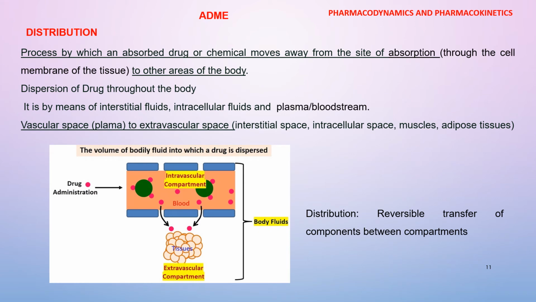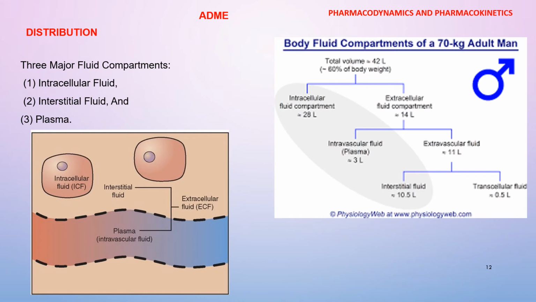Distribution. Distribution is a reversible process of dispersion of a drug from its site of absorption to different parts of the body, that is, from the vascular space to the extravascular space, as shown in the figure. The human body, which constitutes about 60 to 70% body fluid, can be compartmentalized into three major compartments: the intracellular fluid, the interstitial fluid, and the plasma, as shown in the figure.